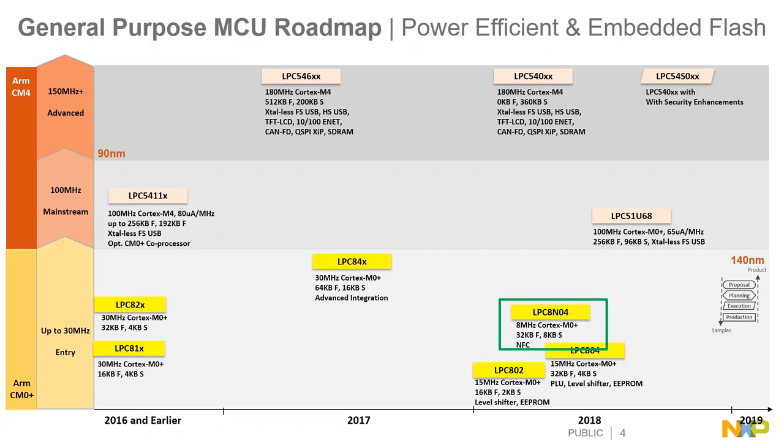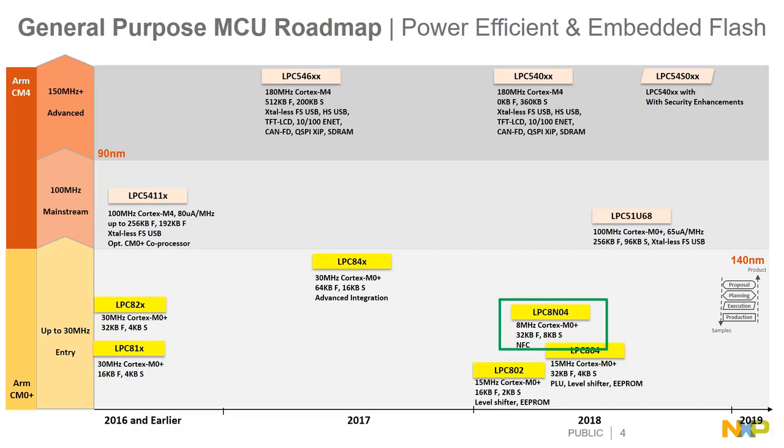LPC51U68 falls under our mainstream end. This is a Cortex-M0 Plus, but we are able to run it all the way up to 100 megahertz. In addition, we have extended and expanded memory resources with 256 kilobytes of flash, 96 kilobytes of SRAM. We are integrating USB in a crystal-less way, so you don't need an external crystal, and also serial connectivity.